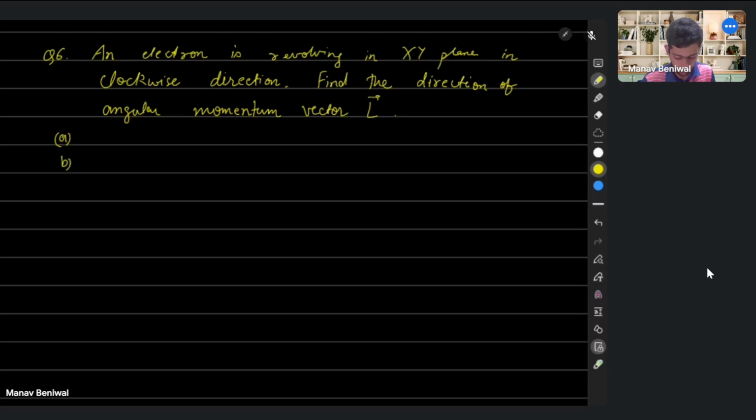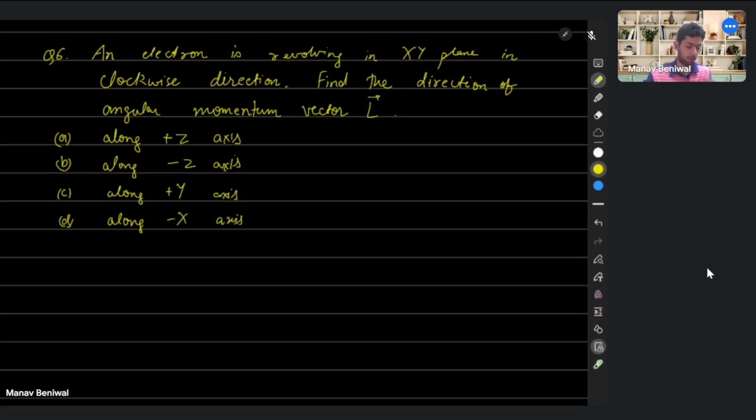And our options are: along positive z-axis, along negative z-axis, along positive y-axis, or along negative x-axis. Right? So let us first draw the Cartesian coordinates.